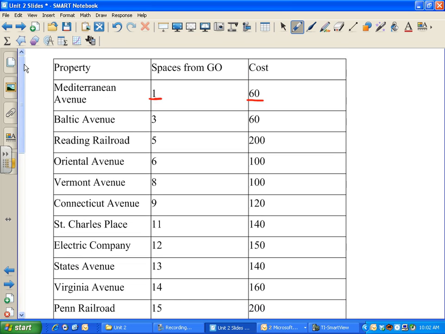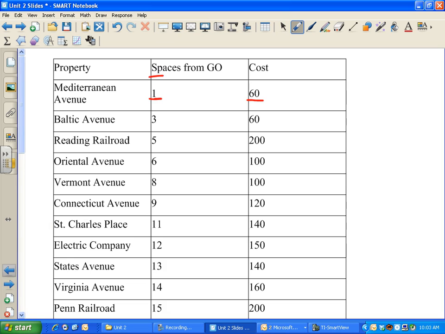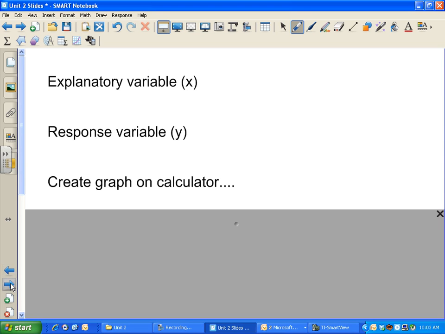So before we create a graph, let's talk about just two vocabulary words. We have two variables in this situation. What? Two? Yeah, that's what makes this unit a little bit different from what we've done before. We have two variables: the number of spaces we've traveled from Go, and how much the property costs. Two variables, and we're going to look at them at the same time. So we need to decide which is going to be our x variable and which will be our y variable. In your mind, hopefully you're picturing an x, y coordinate plane. It's the kind of graph we're going to be making.